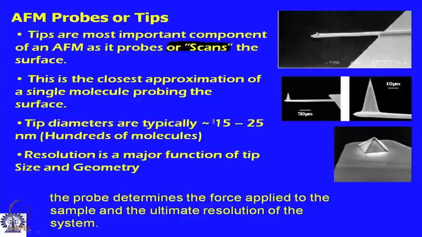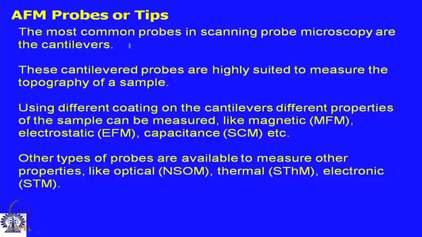Tip diameters are typically 15 to 25 nanometers, which, as we talked about in the previous class, are roughly of the order of hundreds of molecules. Resolution is a major function of the tip size and geometry. The probe also determines the force that is applied to the sample and therefore the ultimate resolution of the system. Then the probes are in most cases mounted to a cantilever. These cantilevered probes are highly suited to measure the topography of a sample. And with different types of coatings, different properties like magnetic force microscopy, electrostatic property, capacitance, etc., can also be measured.